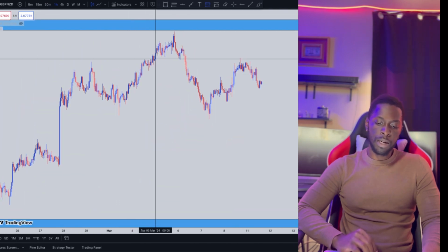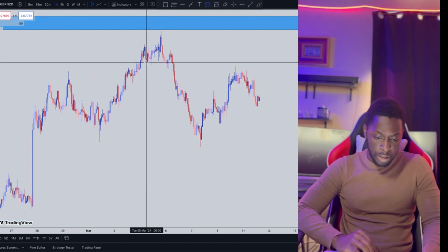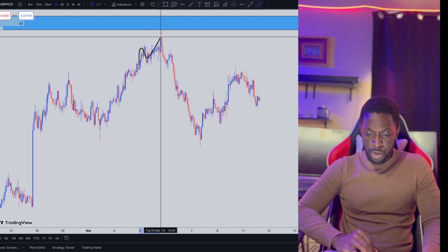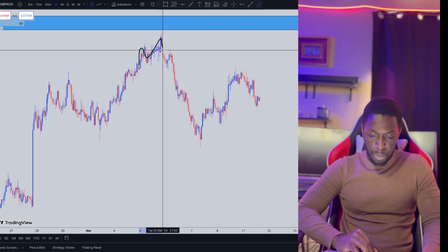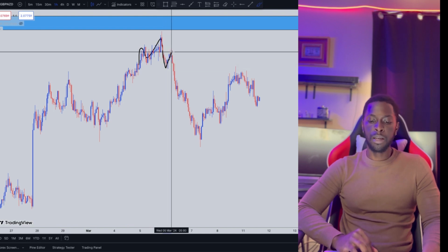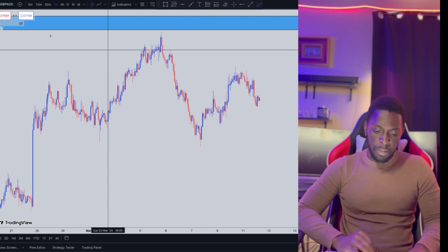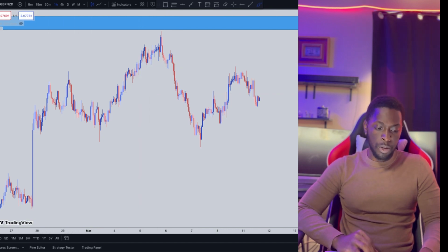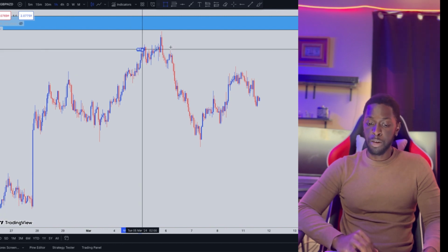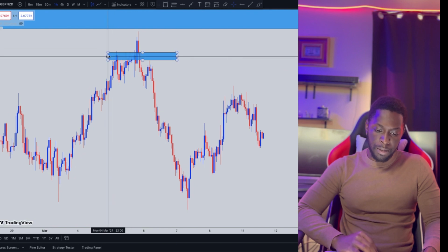As you can see, price is rejecting this daily zone. How? Because right here, you have something called break of structure. It's no longer making higher highs and higher lows. It broke structure and it is heading back down. Now we're on the 1 hour, and you can also see that on the 1 hour, we're making something called a break and retest. So you have a previous high right here.